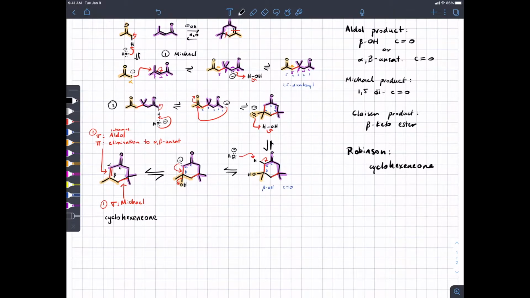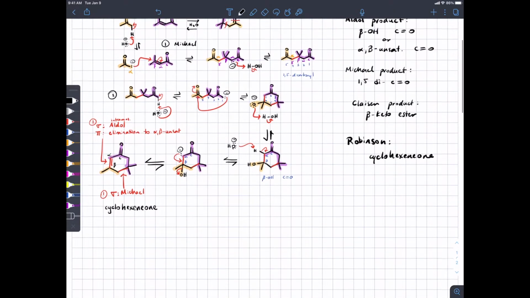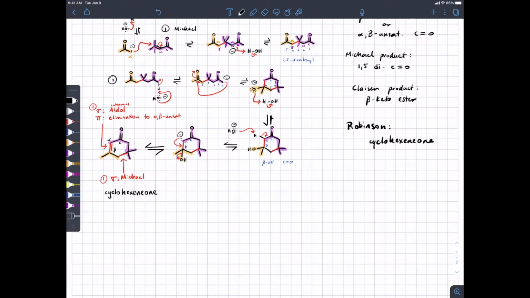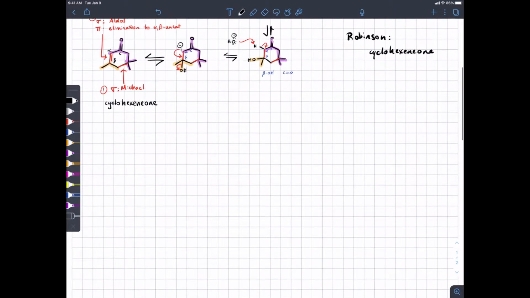So what I want to do now is give you an example of a molecule we could have made via the Robinson annulation, and I want to talk through how we determine what the starting materials were. So here is our product.